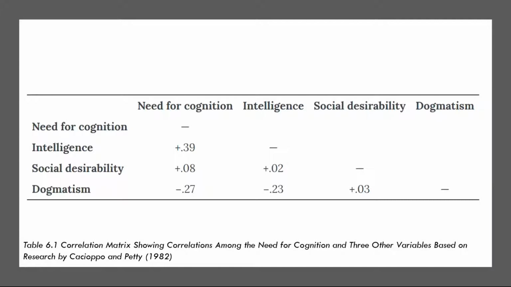Also, because the correlation between a variable and itself is always 1, these values are replaced with dashes throughout the matrix. In this case, the overall pattern of correlations was consistent with researchers' ideas about how scores on the need for cognition should relate to the other constructs.